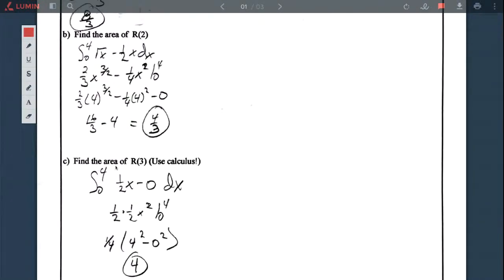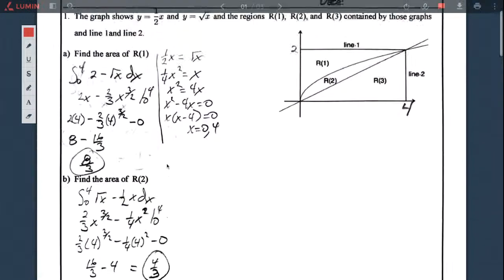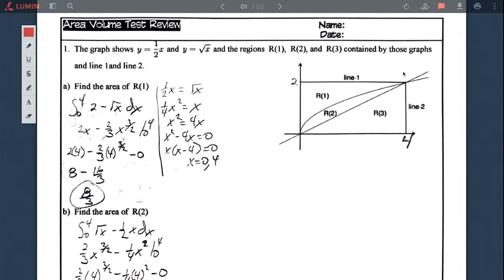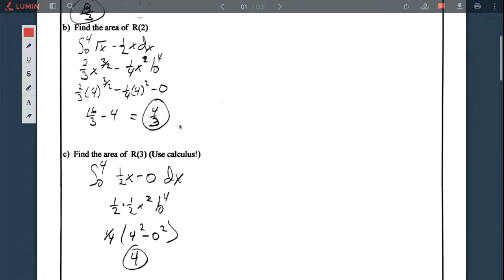The next one, find the area of R3. We've got to use calculus. I say use calculus because this is a triangle and you could figure it out without calculus, but we want to use calculus. So I want the area of R3. Again, I do top minus bottom. Top is 1 half x, bottom is 0, so we go 1 half x minus 0. We're integrating from 0 to 4.